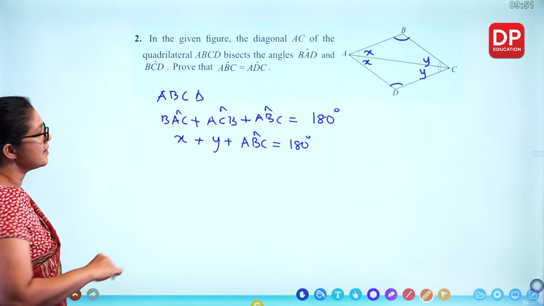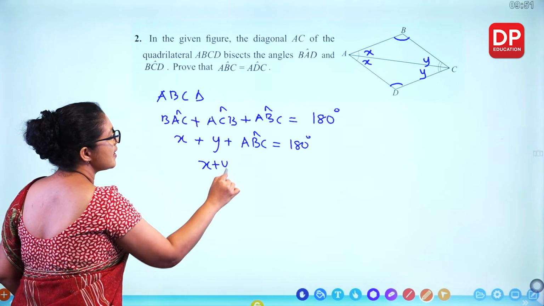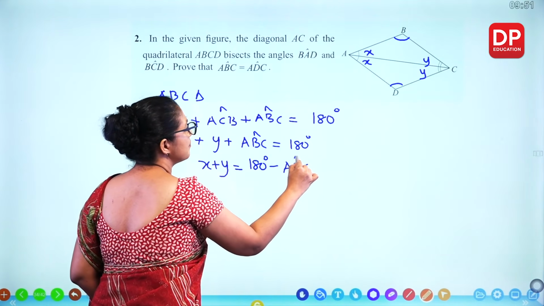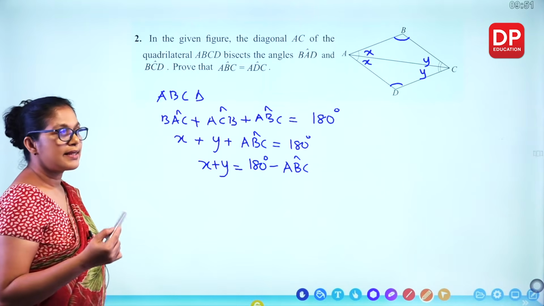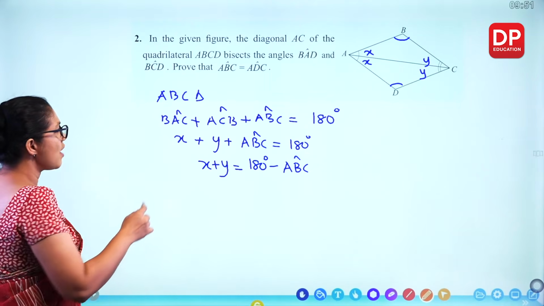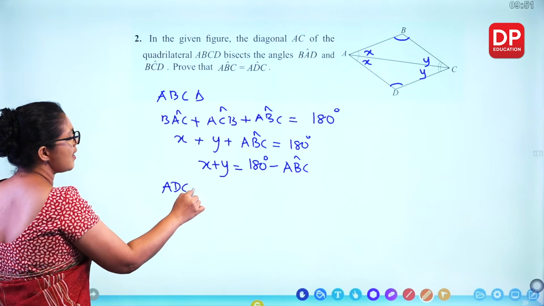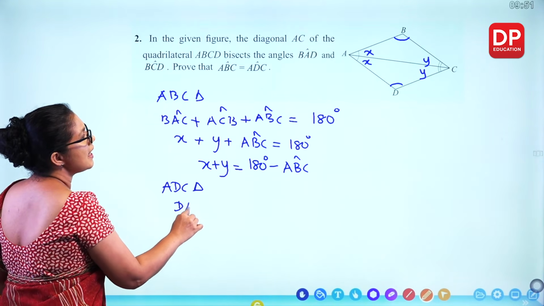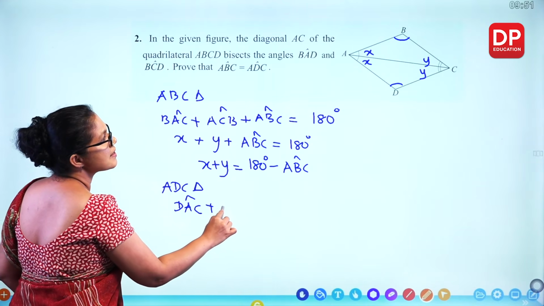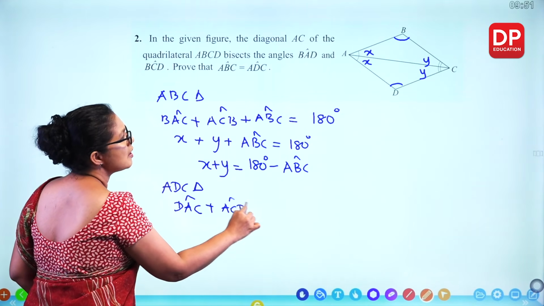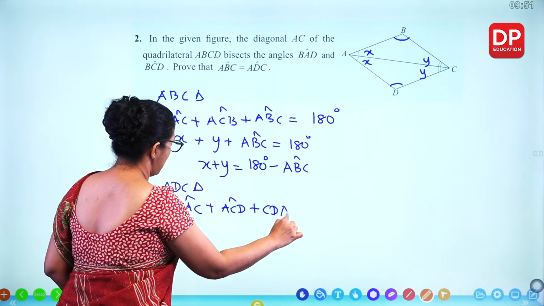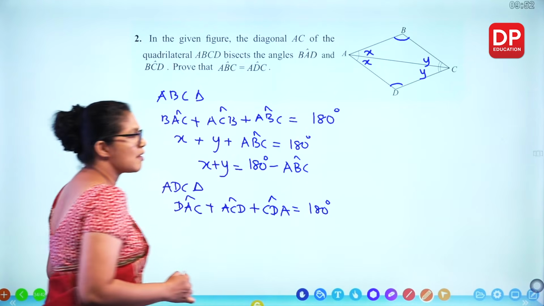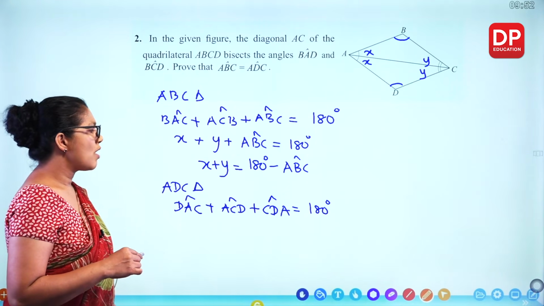So what can I say about X plus Y? I can write X plus Y is equal to 180 minus ABC. Now take the other triangle, ADC triangle. What can I say? I can write DAC plus ACD plus CDA add up to 180 again. Sum of angles in a triangle is equal to 180.